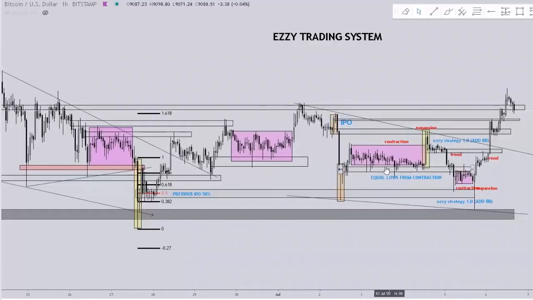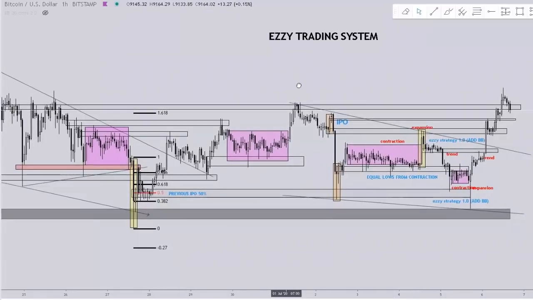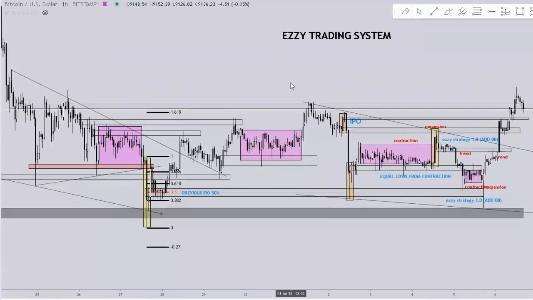Okay, so usually the indicator that we use for that is the Bollinger Band, which is really helpful in terms of identifying the end of a trend and the start of a reversal.